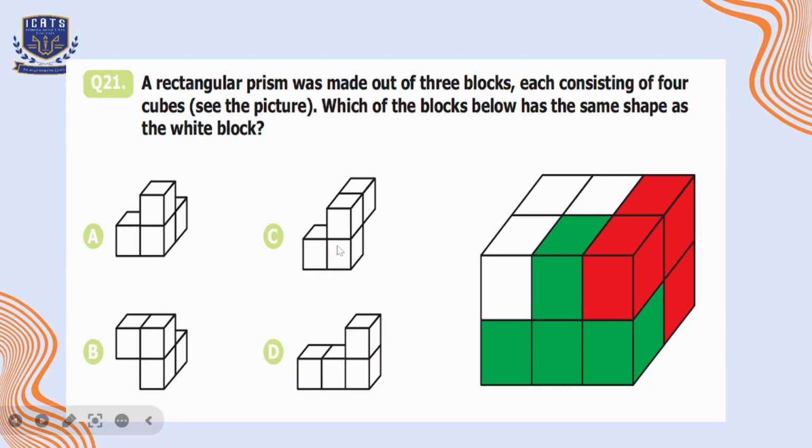Question number 21. A rectangular prism was made out of 3 blocks, each consisting of 4 cubes. See the picture. Which of the blocks below has the same shape as the white block? It is mentioned in the question that each block has 4 cubes. So the green block has 4 cubes which are visible to us.